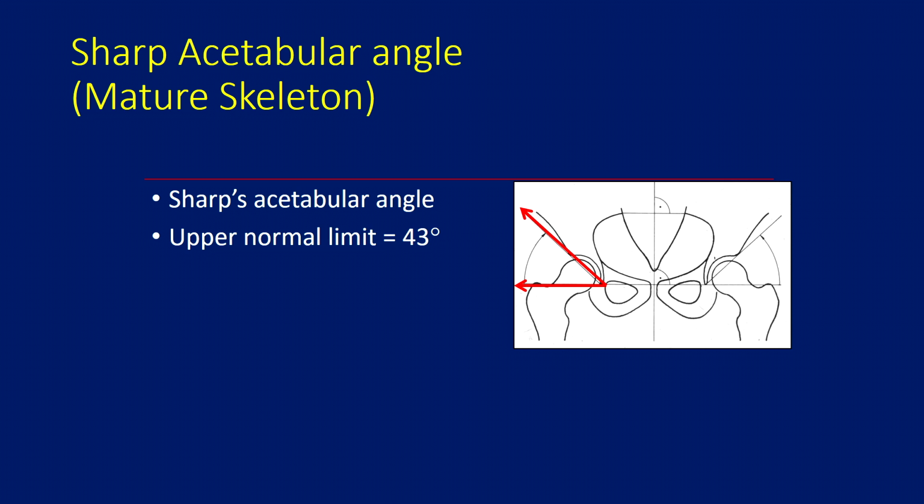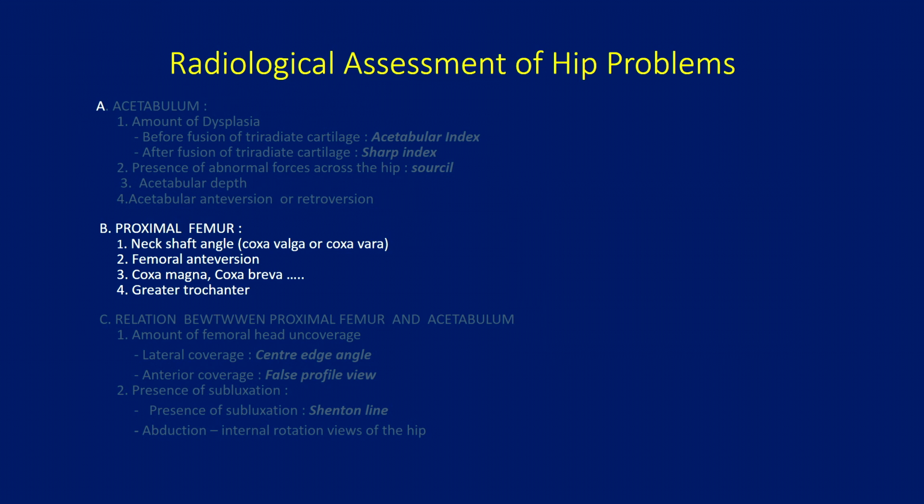Now, if the triradiate cartilage is closed, then it's the sharp acetabular angle, which is between the lower part of the teardrop towards the tip of the acetabulum and the horizontal line. And that should be around that value. So these two values will tell you if there is an acetabular dysplasia or not. And again, my talk is a pediatric talk. I'm not talking about the adult areas, how to examine them.